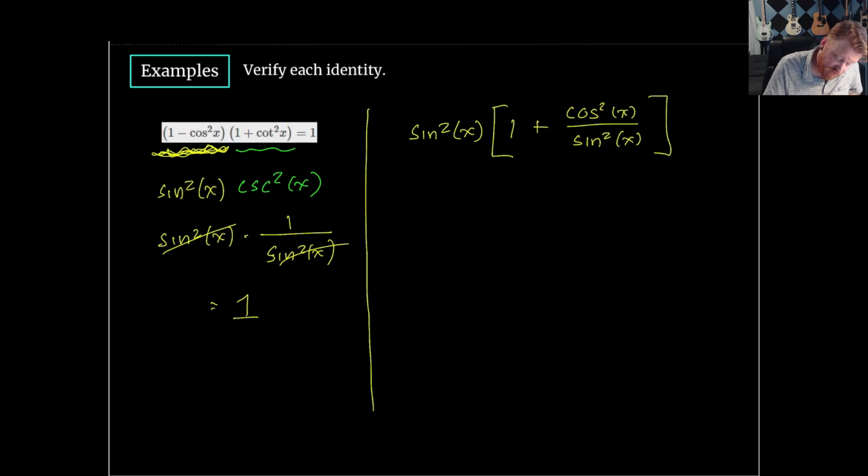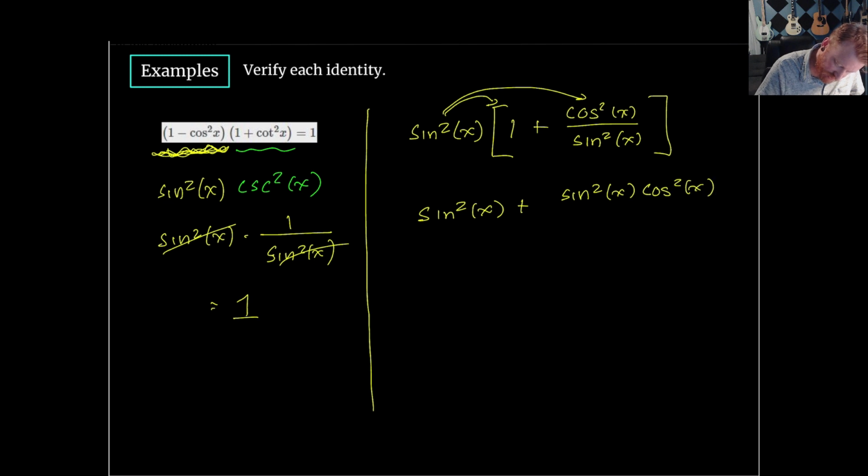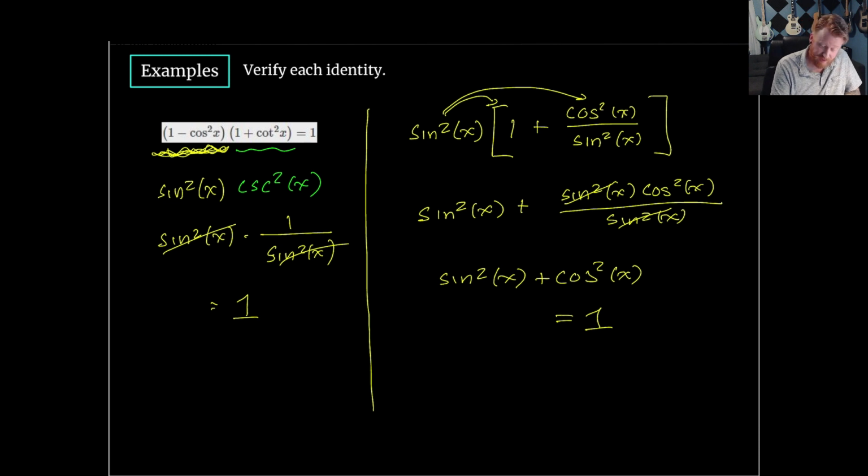And now let's think about distributing the sine squared x inside here. This is even a different way than the way I have it in front of me. So now that we have 3 different ways, but I think that this is a little bit more intuitive here. We're going to end up with sine squared x plus sine squared x cosine squared x all over sine squared x. And now these sine squared x's will cancel. And we've got sine squared x plus cosine squared x, and that is equal to 1 using the trig identity there. So a couple different ways that we could verify this identity.